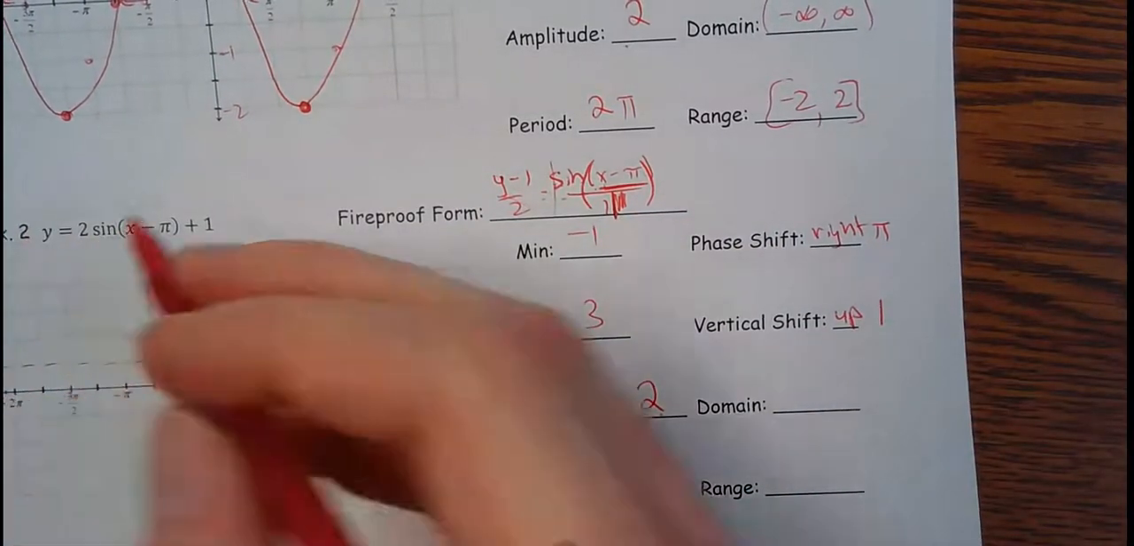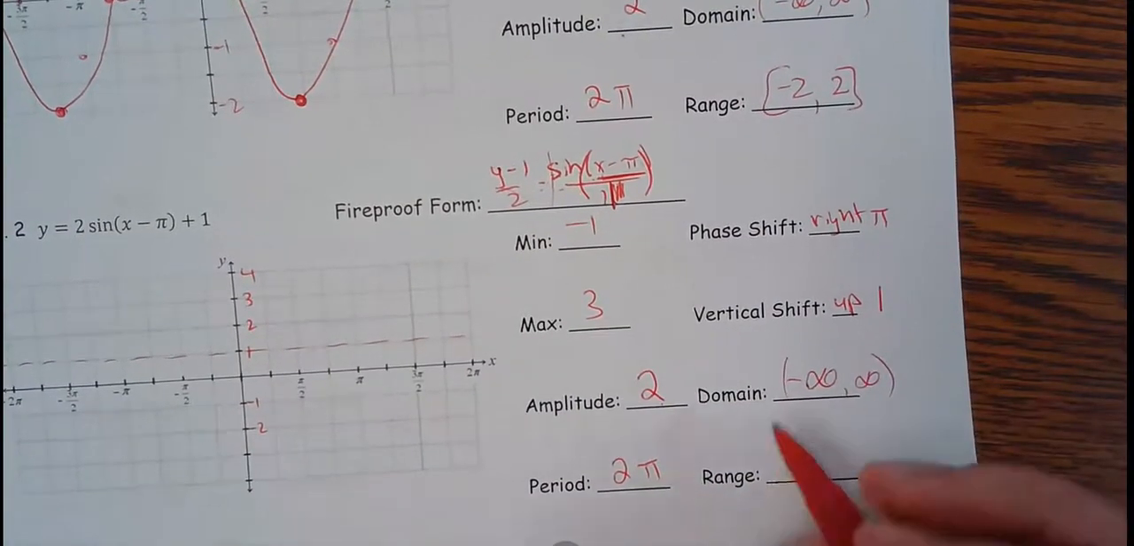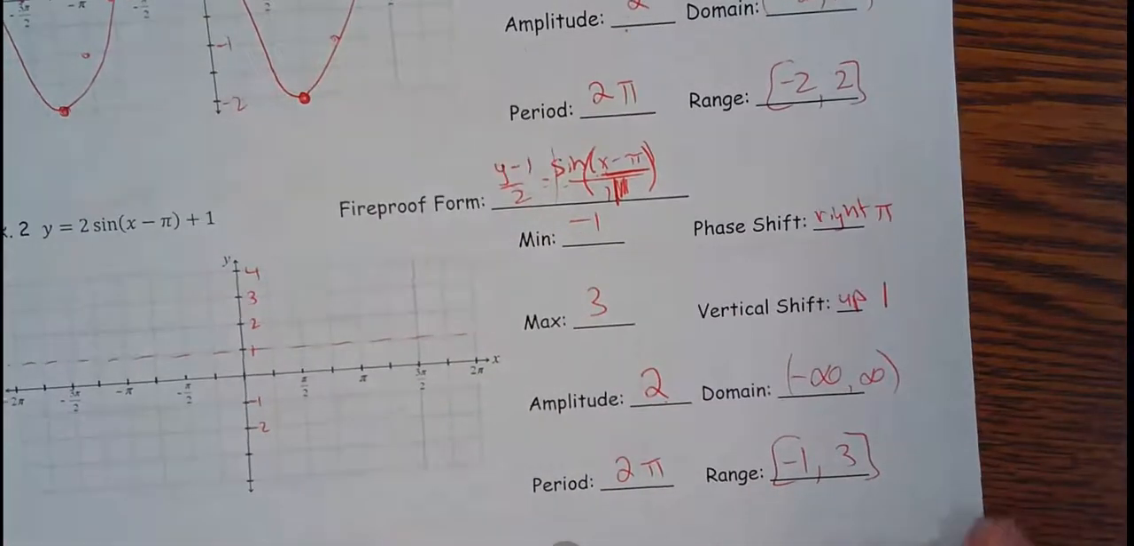Because it's a sine function, the domain will be from -infinity to infinity. The range, again, will be from the minimum to the maximum, -1 up to 3. Those guys are both included.